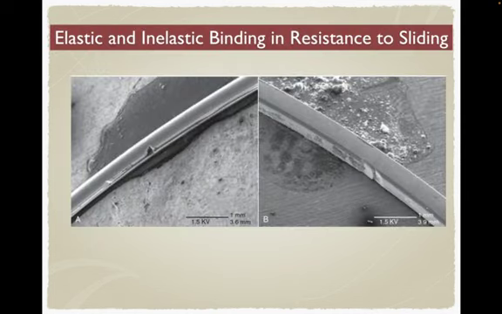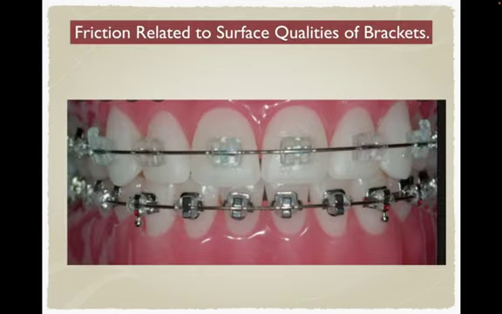arch wire. So once we have the tip, we will have a contact between the corner of the bracket and the arch wire, which results in a notching. This notching later will result in a binding between the arch wire and the bracket. And that's how now we have the resistance for sliding. An example for that is when we have a ceramic bracket.